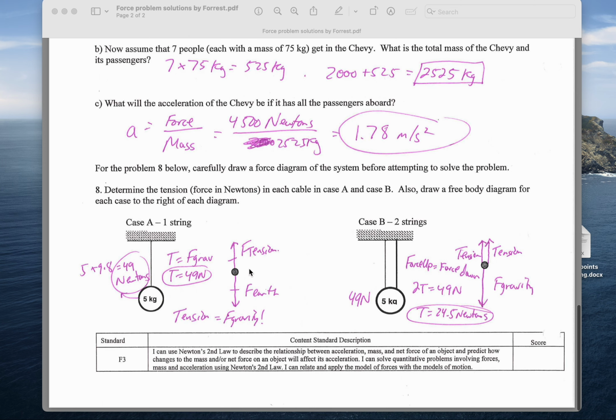In this one, we've got an upward force of tension and a downward force of the Earth. I drew the free body diagram. Here I have two tension forces up because I've got two ropes and gravity acting down. So gravity is going to be mass times acceleration, so that's 49 newtons. Same here, 49 newtons, because it's the same amount of mass. But here, one string's pulling up, so the tension's 49 newtons. Here, two strings are pulling up, so the tension's half of that, 24.5 newtons.